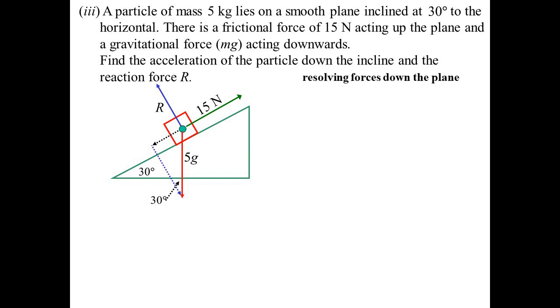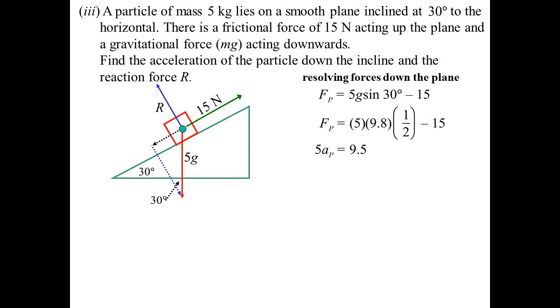Okay, well once I know that, I can say, well, if I just now look down the plane, that's all I'm interested in. So down the plane, I would have the 5G sine 30, because it's opposite the angle, so that's going to be 5G sine 30, and minus the 15, minus because it's in the opposite direction, so it must be going in the negative direction, minus 15. Well, that tells me the force going down the plane.